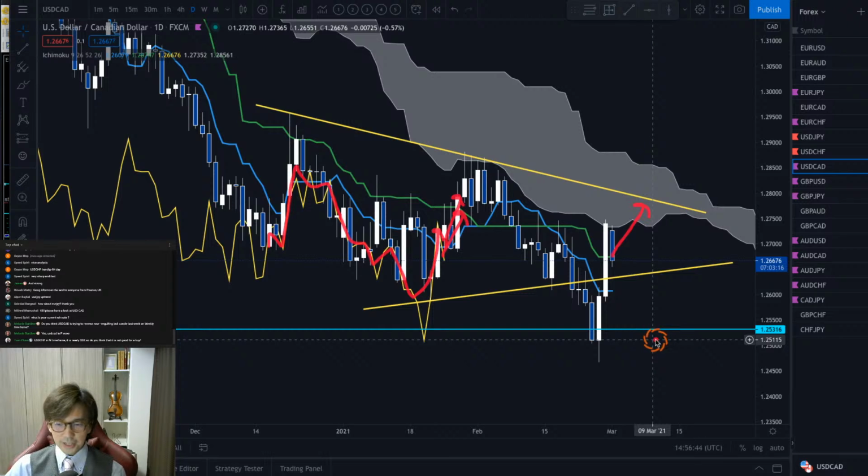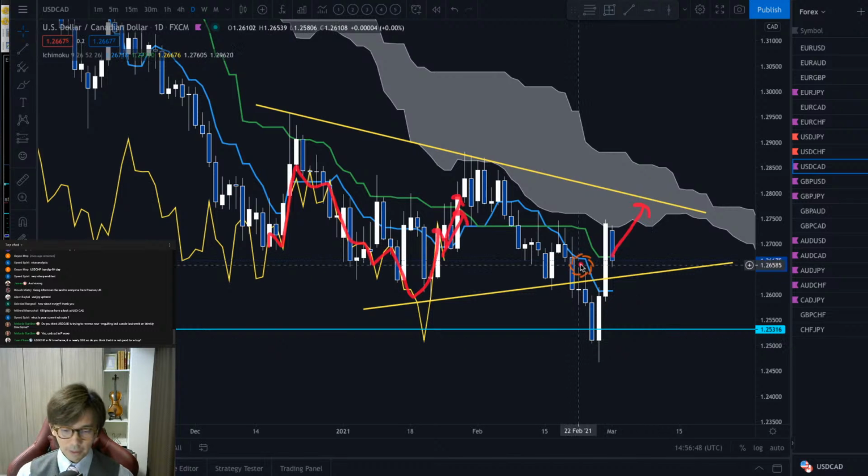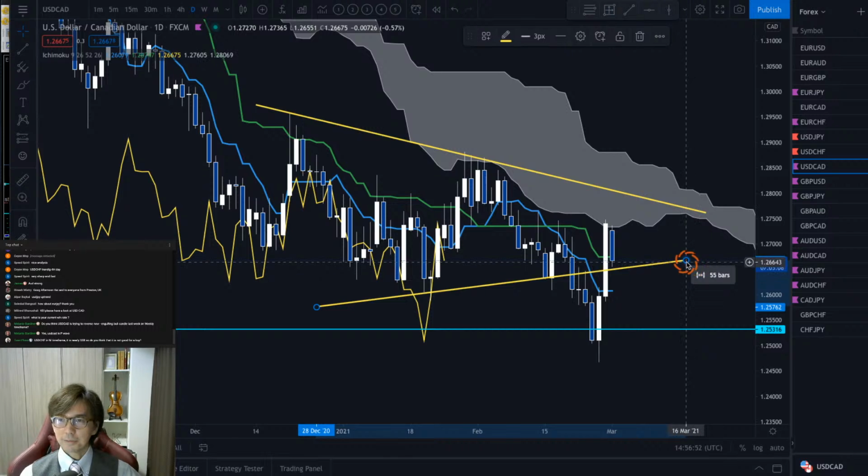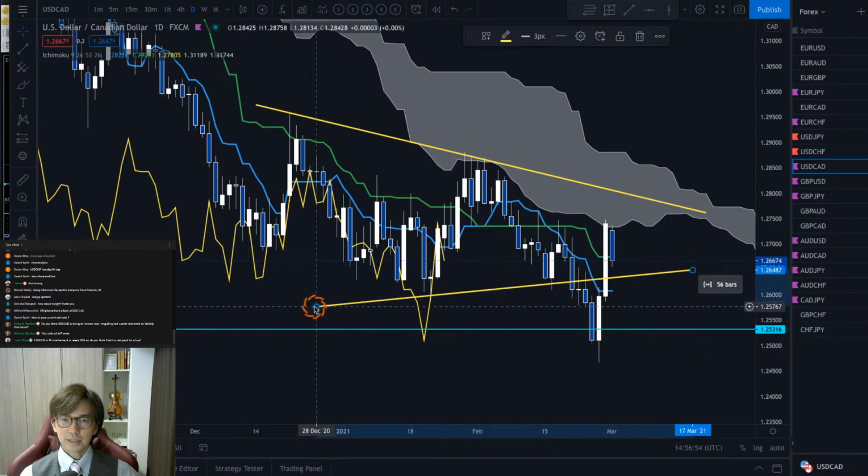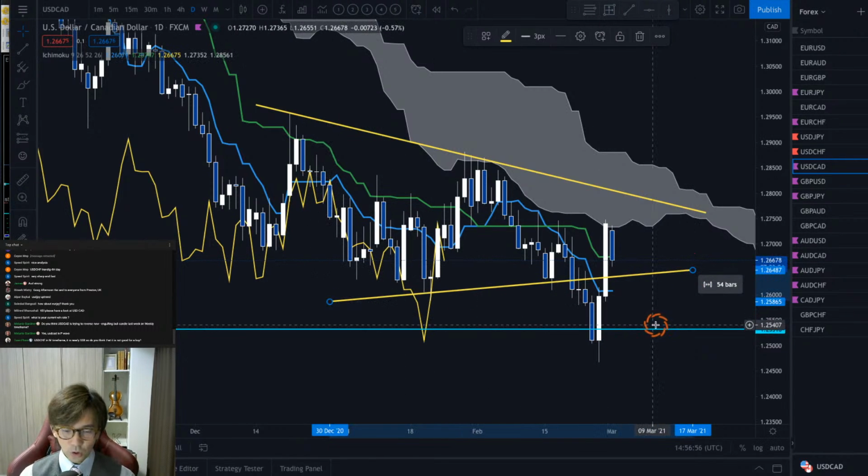Yep, the other cat is in the P wave. Yep, that's true. Well, it slightly broke the P wave, but yeah, there was an overshoot, and the price is now coming back into the P wave like this.